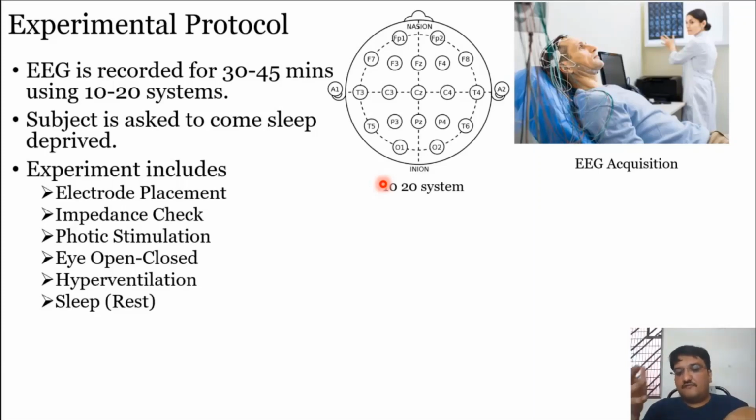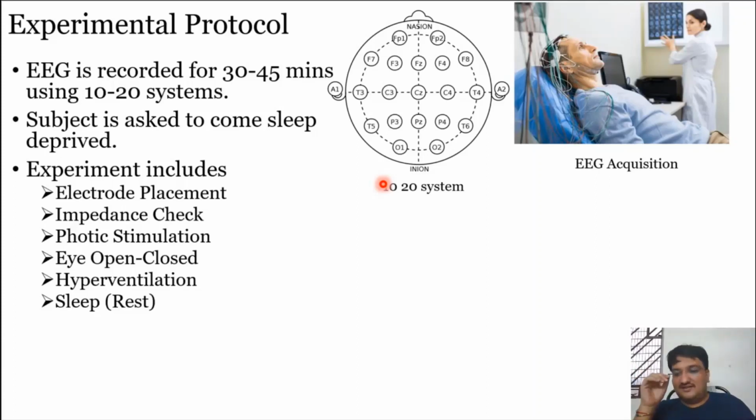Further, the subject will be presented with photic stimulation. What they will do is, at 1 hertz, 2 hertz, 3 hertz, 5 hertz, 6 hertz, they increase the frequency and keep throwing light at the subject. It may happen sometimes that due to this photic stimulation, your brain will throw some form of abnormal discharge, basically some irregularity in your EEG. Again, they will ask you to hyperventilate.